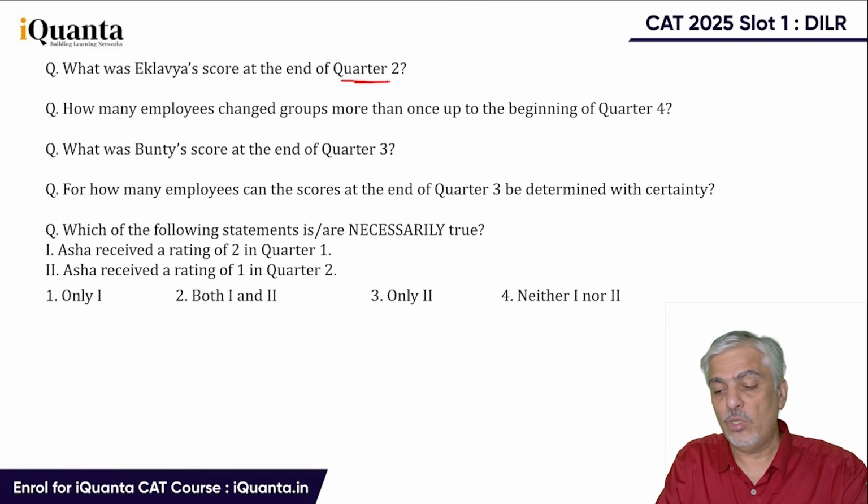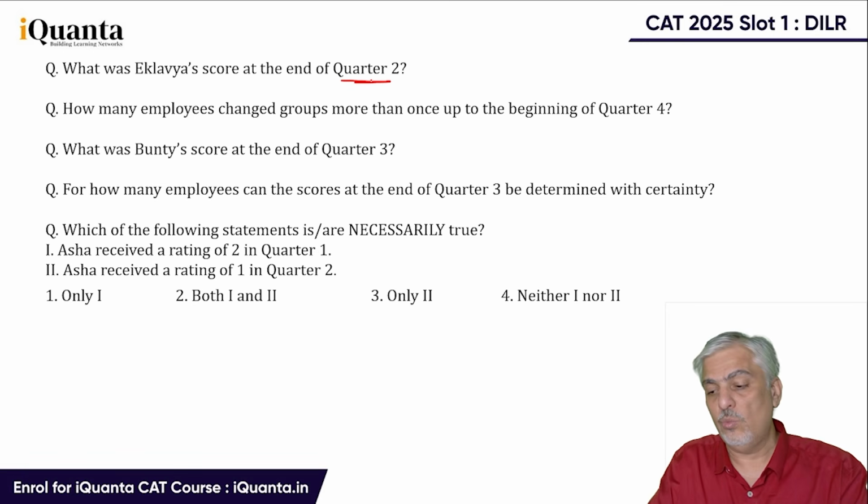So end of quarter 2 Eklavya's score, which means I want his quarter 1 score plus quarter 2 score. Okay. How many employees change group more than once belonging to quarter by the beginning of quarter 4? This I thought was the easiest question.